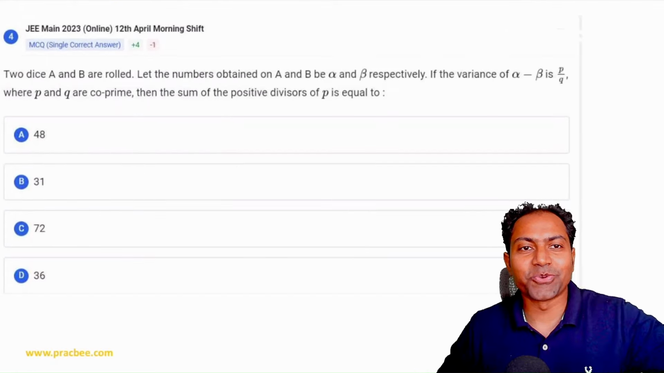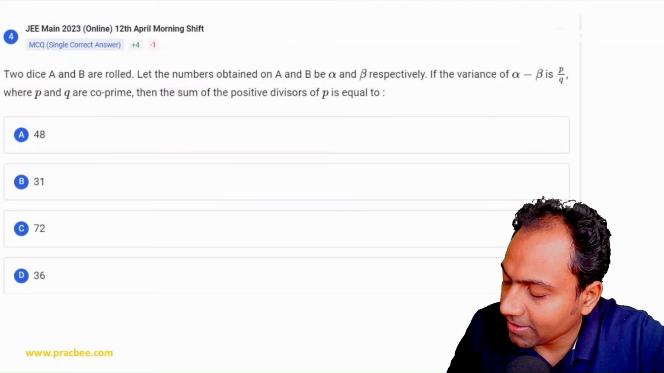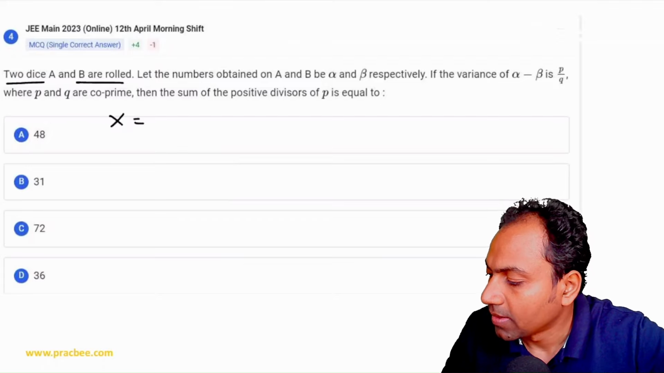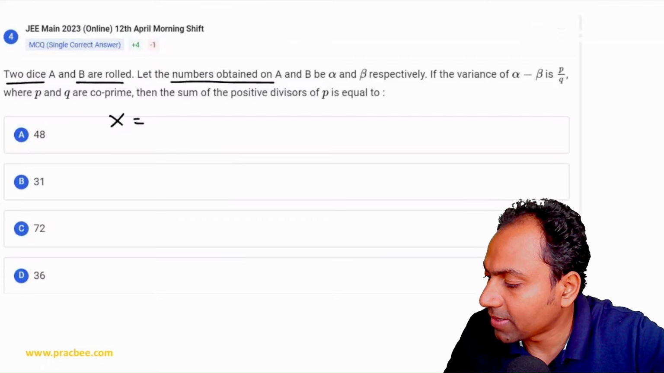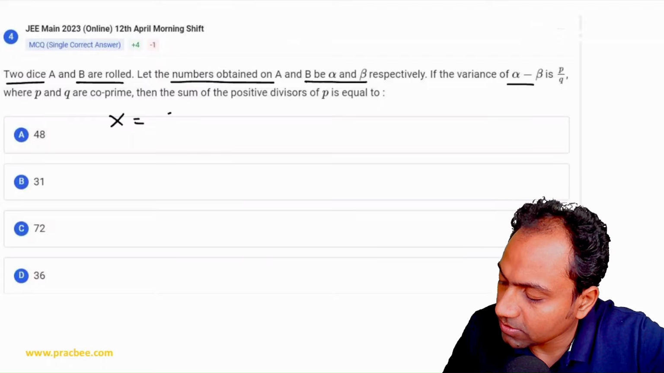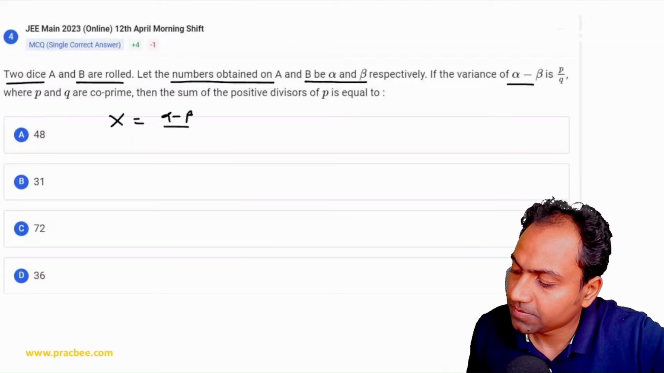Now let us look into this 2023 question. It talks about a random variable x defined in such a manner that two dice A and B are rolled and the numbers obtained on A and B are respectively alpha and beta. So they want to study the variance of alpha minus beta. X is here nothing but alpha minus beta.